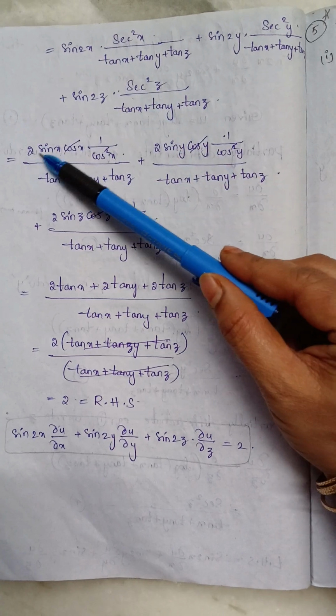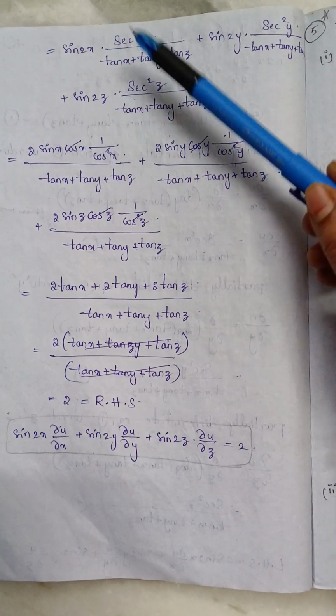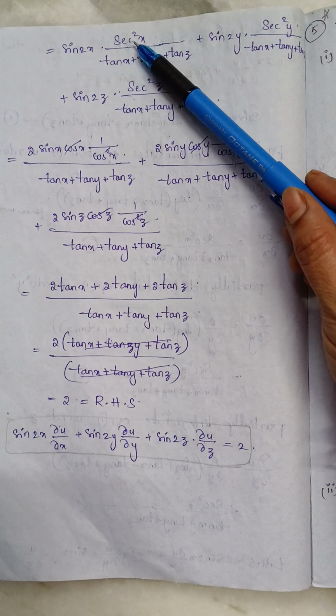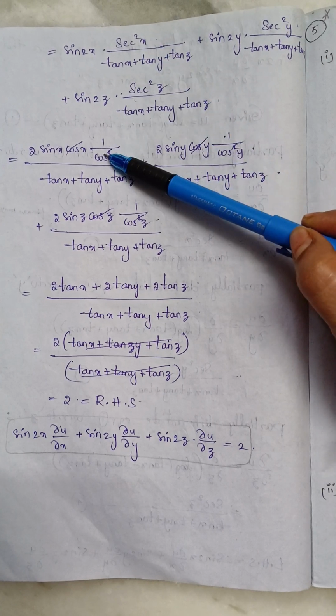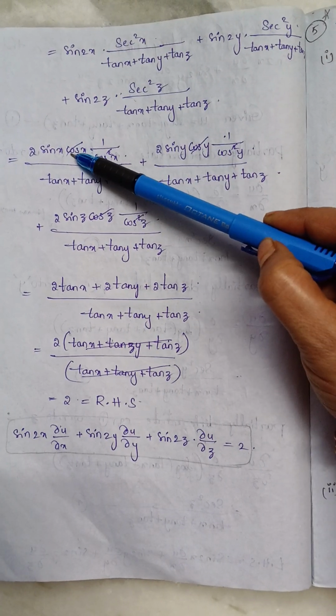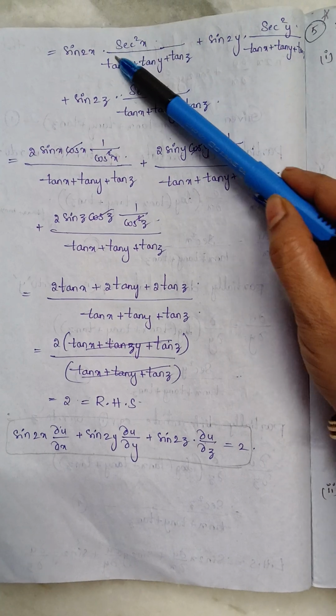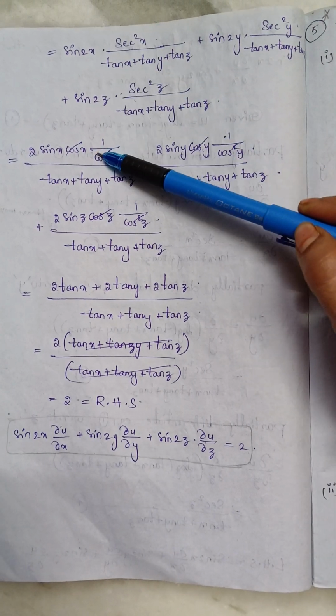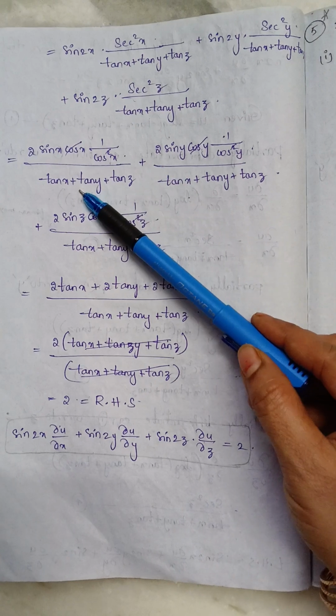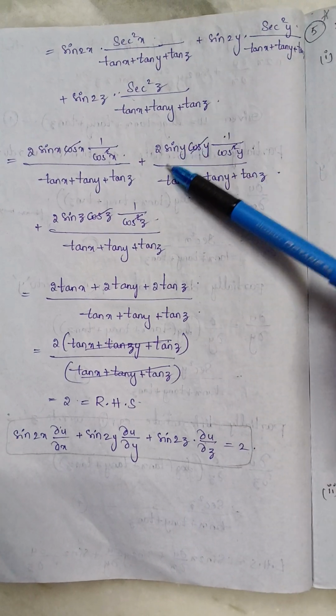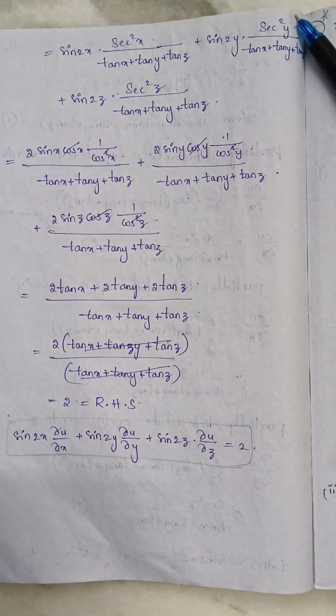Sin 2x is nothing but 2 sin x cos x. We have the formula. And secant square reciprocal is 1 by cos square x, because here in terms of sin and cos is there. That's why we can convert this secant in terms of cos. So 1 by cos square x in the denominator. And similarly sin 2y, 2 sin y cos y, 1 by cos square y.